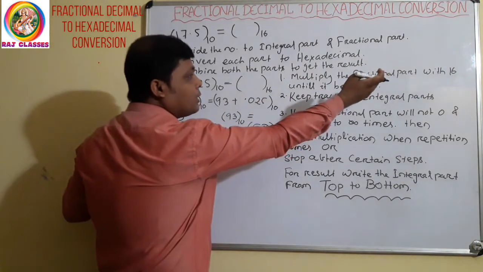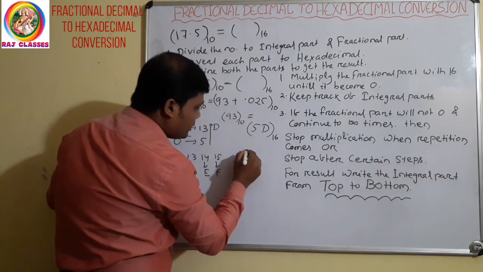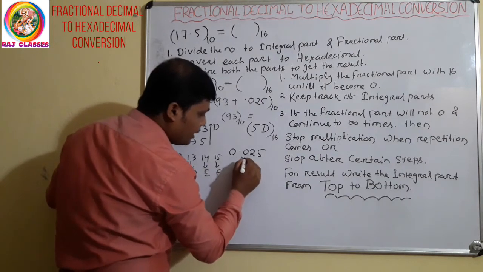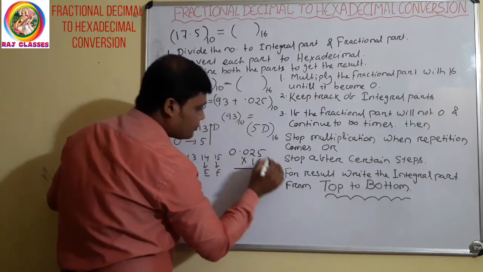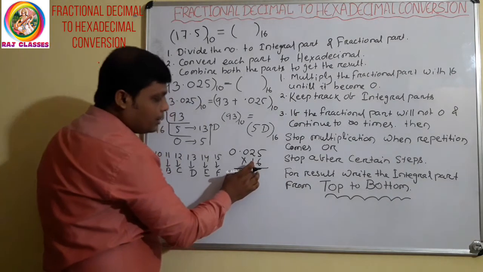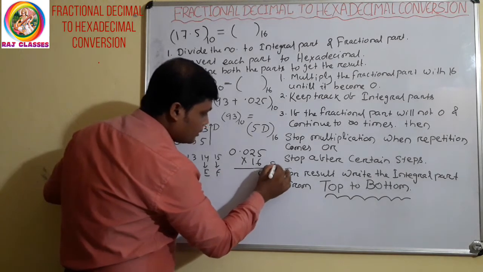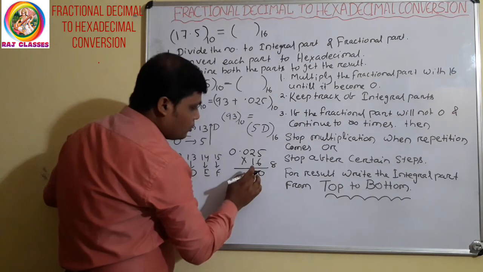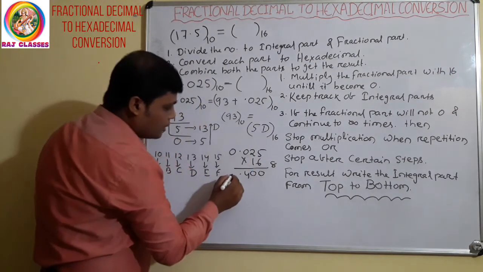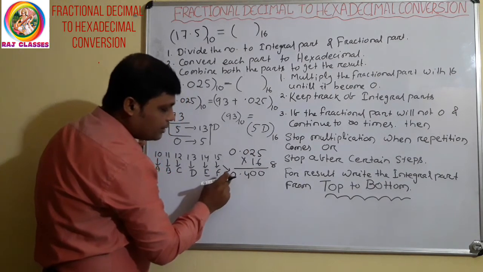Come to the fractional part. Multiply the fractional part with 16. Now multiply 0.025 into 16. This will be 0.4. And the integral part, after one multiplication, is 0.